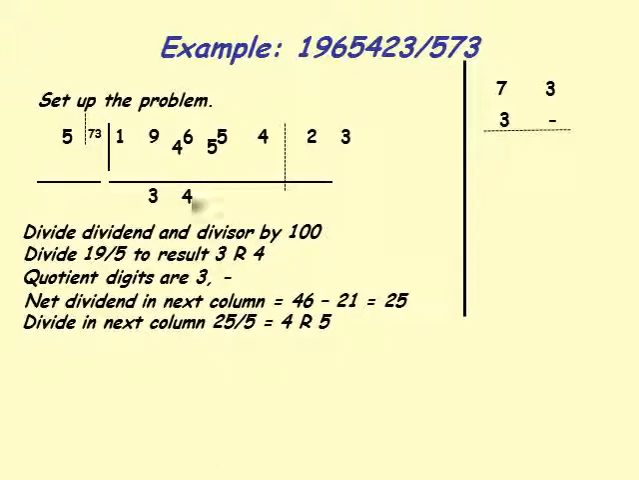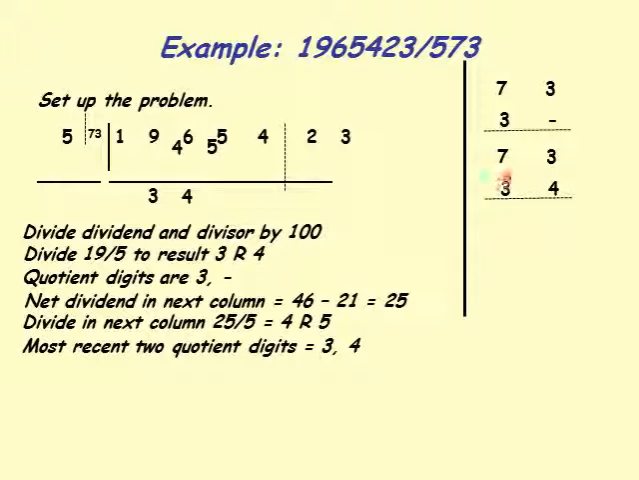Now we have 2 digits, 3 and 4, in quotient digit position. Most recent 2 quotient digits. We're looking for 2 because we divide by 100 here, and there are 2 digits on the flag. Most recent 2 quotient digits now are 3 and 4. So we get an adjustment to the matrix: 7 and 3 from the flag digits, 3 and 4 from quotient digits.